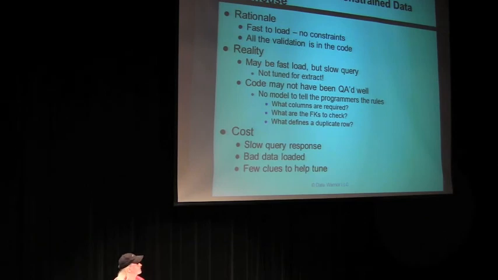So, this is my other thing, the fallacy of the unconstrained data warehouse. How many of you have worked with ETL programmers that say they don't want any constraints on the data warehouse, right? All of them, yes. All of them, unless they've been beaten up by some of us. And they say why? Because it slows down the load, right? That's the rationale, fast to load, no constraints, and all the validation is in the code.